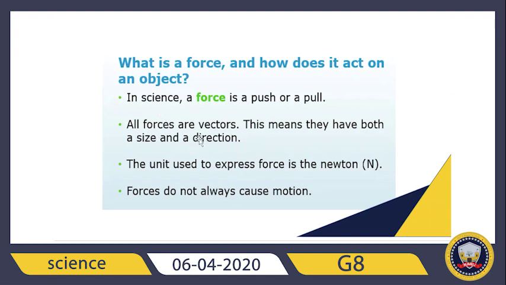Okay, so force may be exerted upward or downward or to the left or to the right and so on. Okay, so what is the unit that we use to express force, guys? The unit is Newton, and usually we represent it with this symbol, capital N letter.